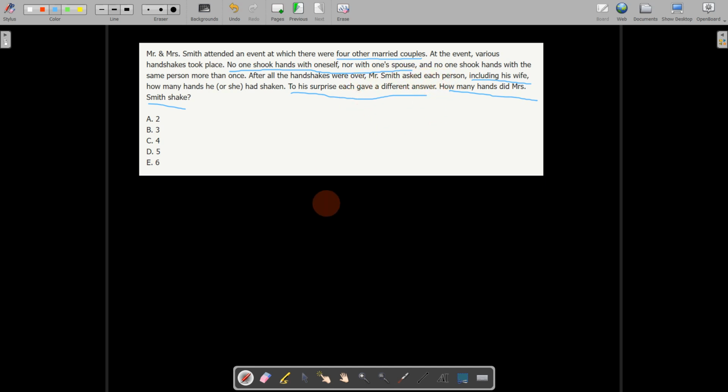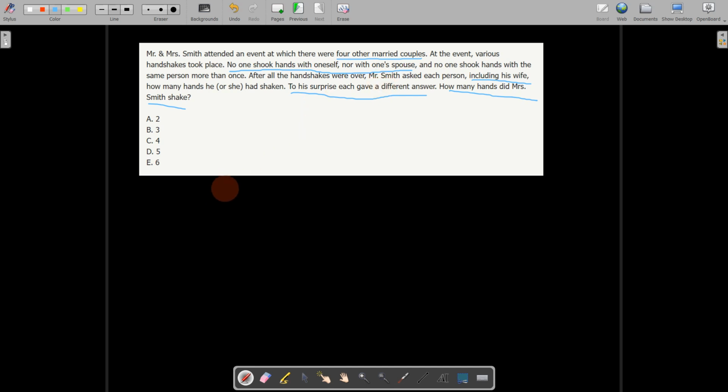That means you have 8 distinct integers. How 8? Because we have 4 married couples, 4 into 2, 8 people, including the wife, right? And we are not considering the number of handshakes for Mr. Smith. So we have a total of 9 people, and given that married couples will not shake hands with each other, the maximum possible handshakes will be 8, and the minimum would be 0.